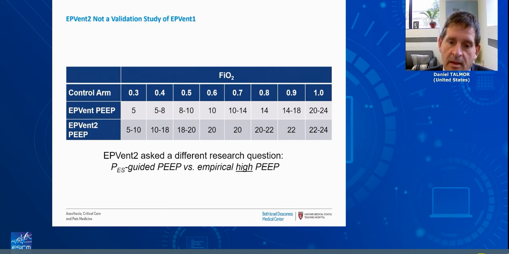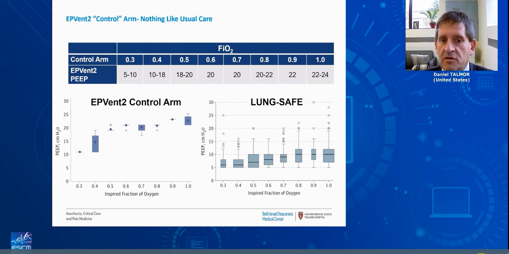Now, by using high levels of PEEP, we were using higher levels of PEEP than people actually use in practice. And we made that decision at the time because when we designed EPVent-2, the recommendations were to use higher levels of PEEP in sick ARDS patients. So these are the levels of PEEP in the control arm of EPVent-2. These are the levels of PEEP that people actually use according to the LUNG SAFE trial.